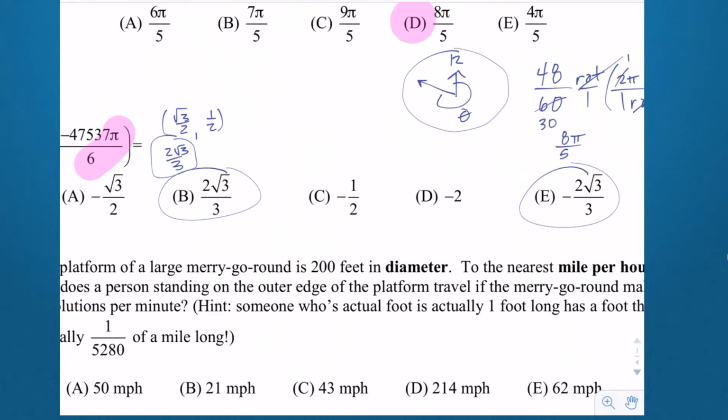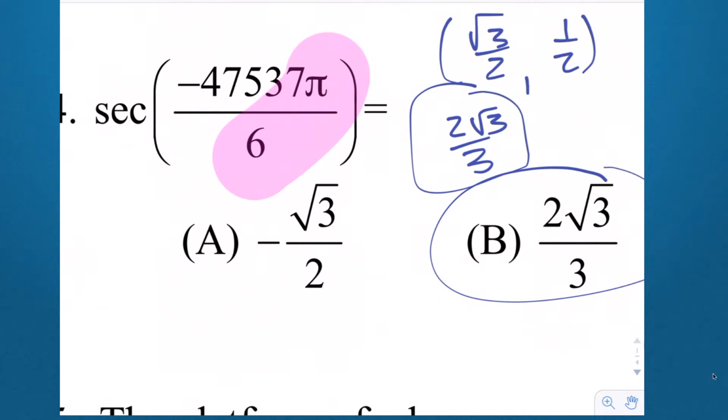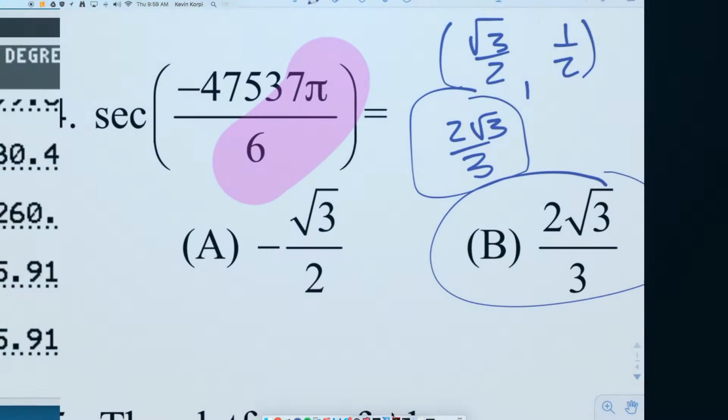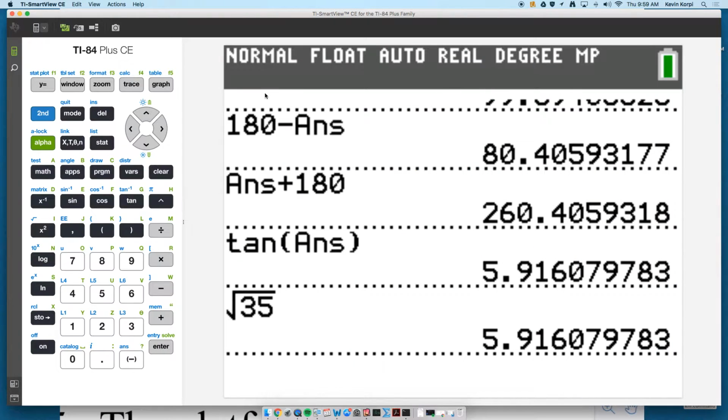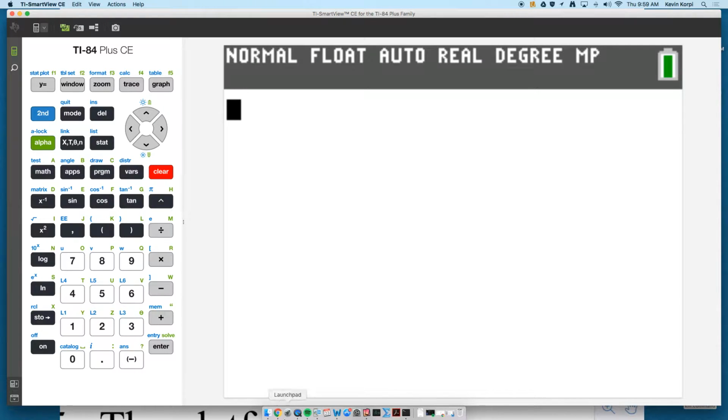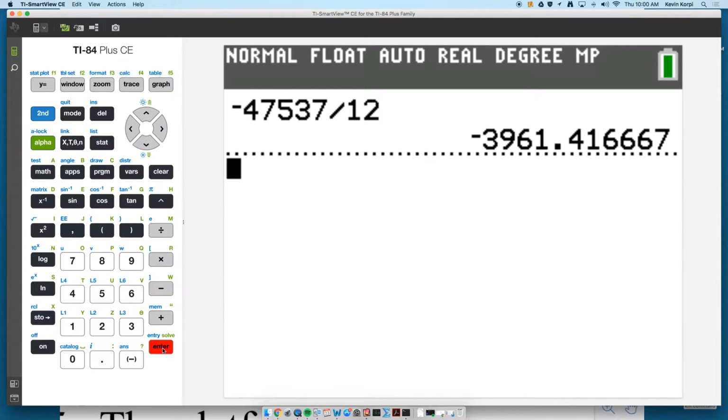So let's figure out where that angle lives. I am going to use the calculator, but I'm going to figure out where that angle lives. So remember, when you have a radian angle, what you do is you take the coefficient of pi/6, which is negative 4,7,537, and you divide it by what? 12. Always twice the denominator. Because that's how many pi/6 are in 1 rotation.